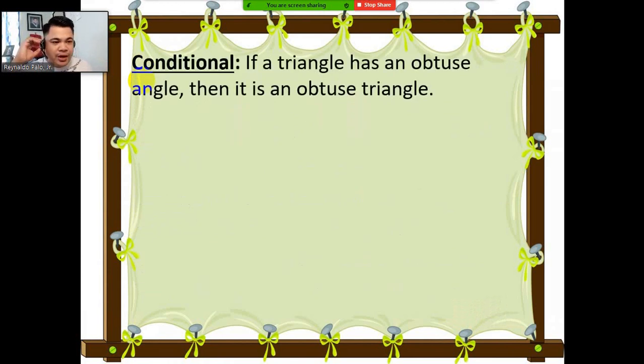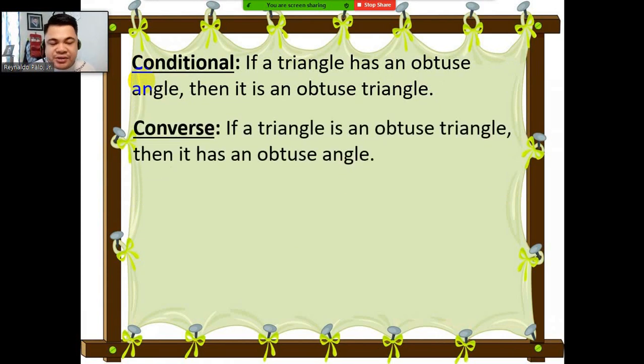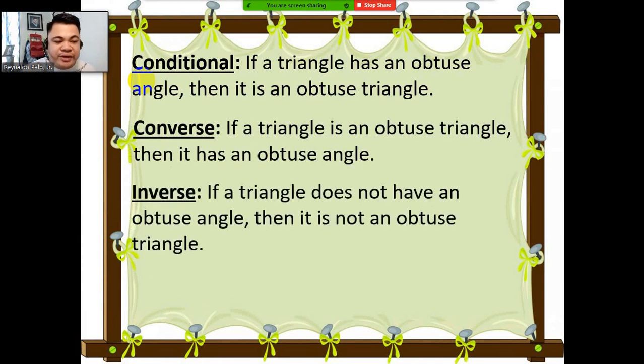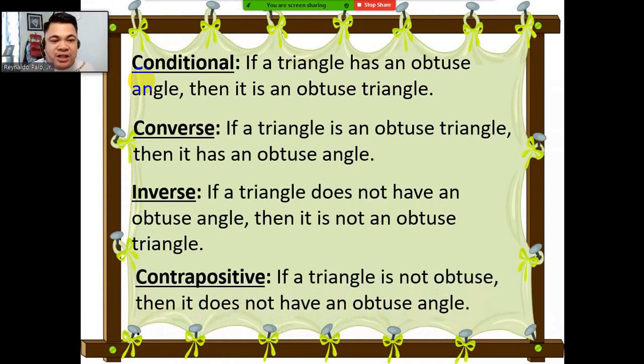Conditional: if a triangle has an obtuse angle, then it is an obtuse triangle. Converse, interchange: if a triangle is an obtuse triangle, then it has an obtuse angle. Inverse: if a triangle does not have an obtuse angle, then it is not an obtuse triangle. Contrapositive: if a triangle is not an obtuse triangle, then it does not have an obtuse angle. So find out if the statements are true or false.